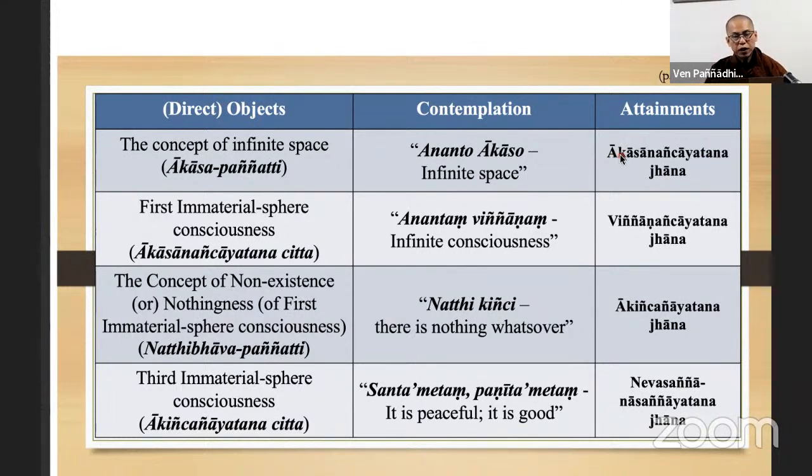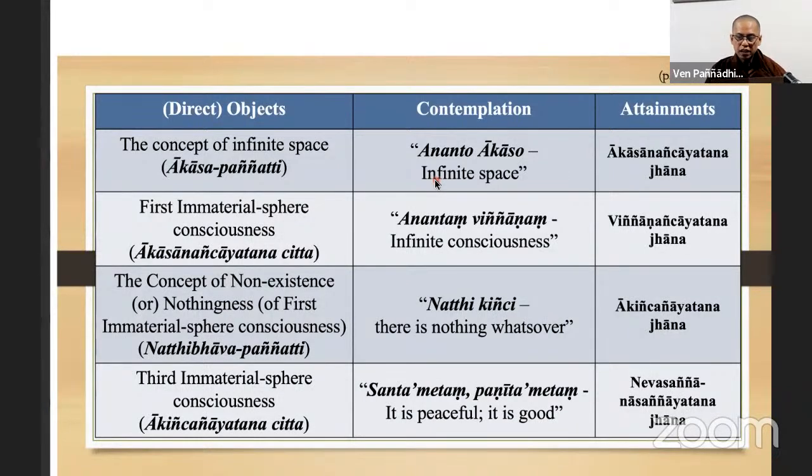Akasa is the object. Akasa is space. So here we say that space, Akasa, is the object. That's why, when the meditator practices for the attainment of Arupa jhana, he needs to focus on space. The object must be space. And how does he develop the mental development? Here, Ananto Akasa. By focusing on space, he keeps in mind Ananto Akasa. Ananta means infinite. By the power of mind, space can be extended, space is endless. That's why, infinite space. By focusing on space, he develops infinite space.